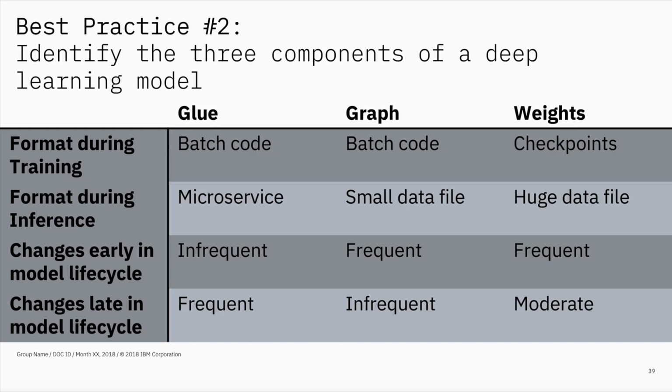Say that there are certain types of text that your text model has difficulty with. Well, you can put static business logic into the glue code that will just kind of exclude that from what you pass to the model. So later in the model lifecycle, the glue code's changing more, the graph is pretty much frozen in place, and the weights are only changing on a maintenance basis.